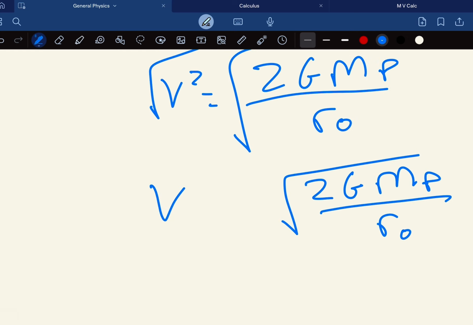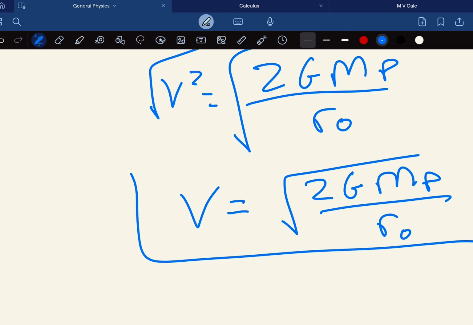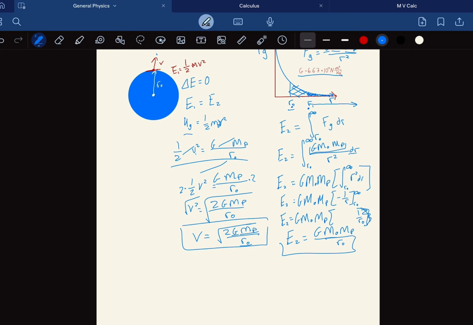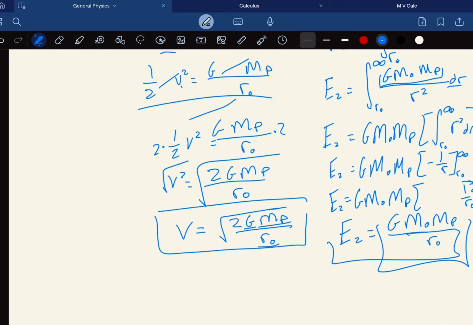This is our final equation right here, where G is Newton's gravitational constant, Mp is the mass of the planet, and r naught is the distance away you started from the planet. So this is our work from today. We derived an equation. This will give you the gravitational potential energy, this right here, and then this will just give you the escape velocity.